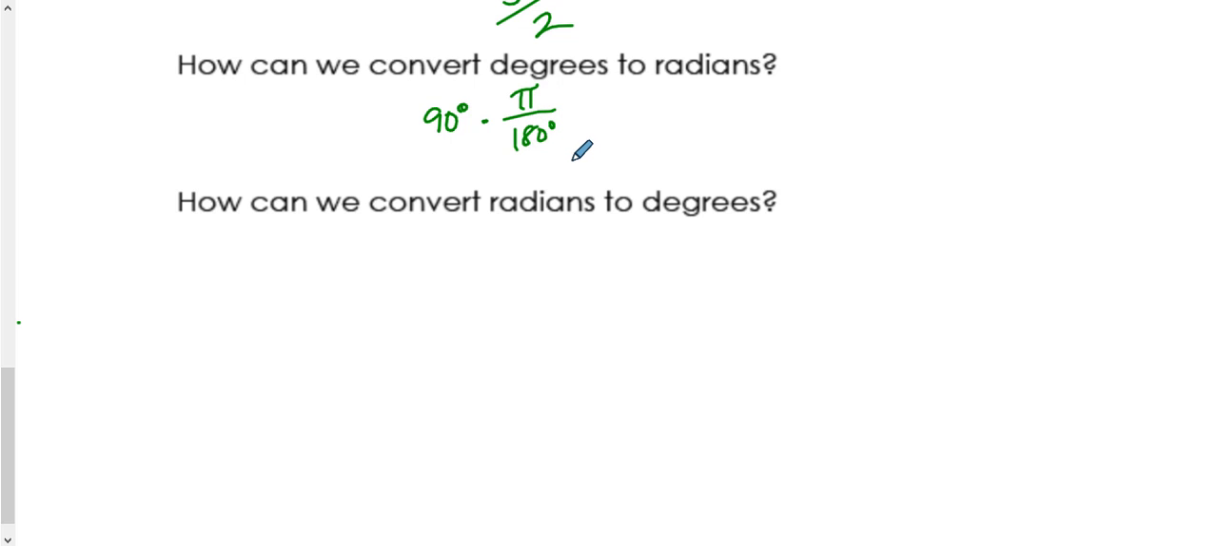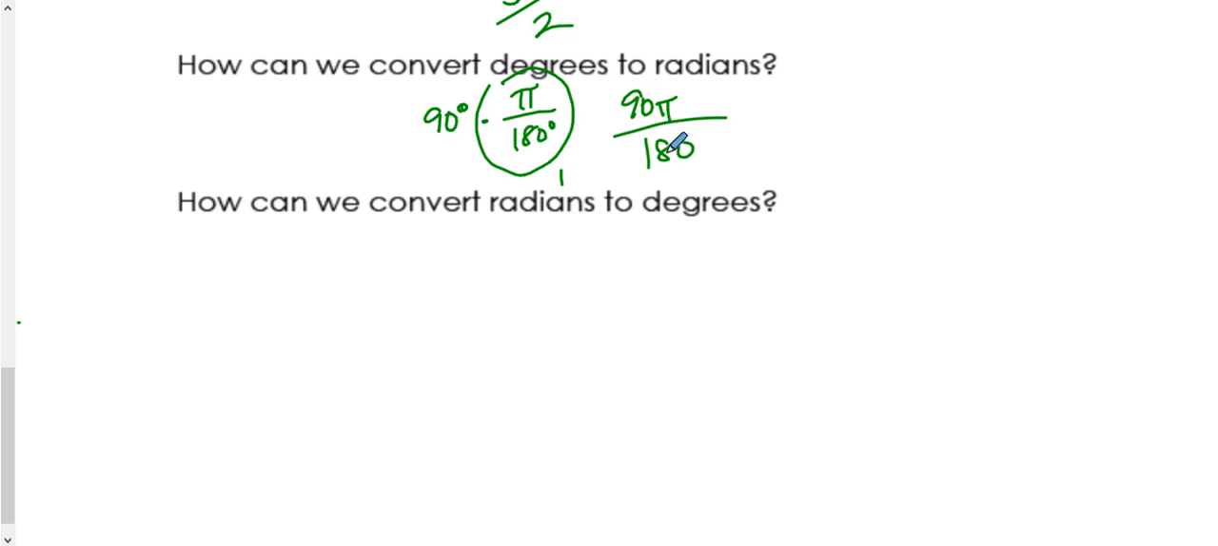All right, this is pi over 180 degrees. We said a minute ago that pi radians is 180 degrees. So if this is 180 degrees and this is 180 degrees, this is 1. And we know multiplying a number times 1 doesn't really change the number. All it does is kind of convert it. All right, so 90 times pi would be 90 pi over 180.